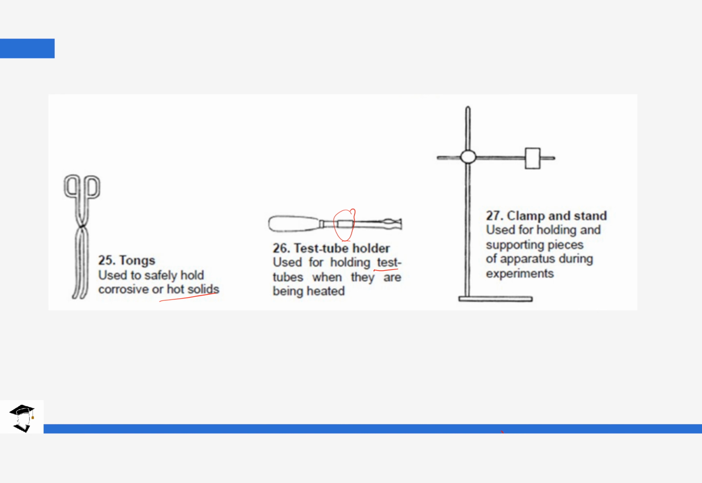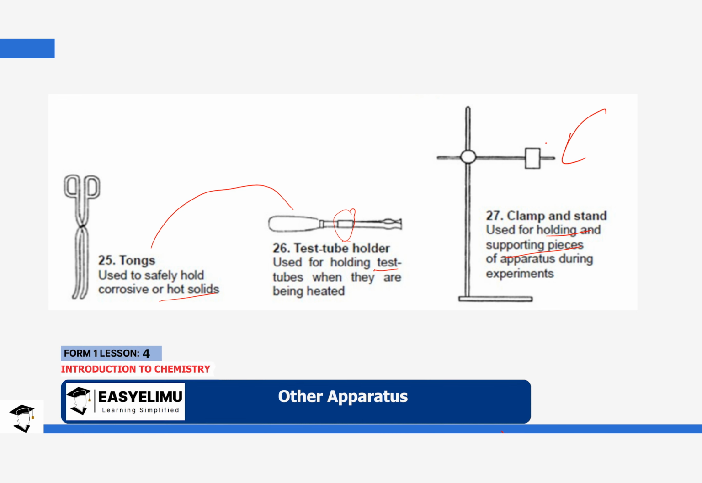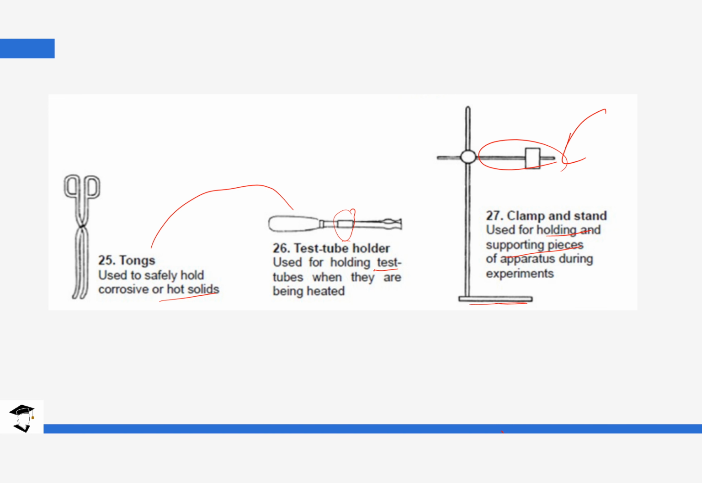The clamp and the stand is usually also used for holding and supporting pieces of apparatus, not only just one, like in the case of tongs and test tube holder, but many. So you can set up different apparatus they can hold. You don't have to hold them in your hand. So that is the function of the clamp and stand. So the clamp is a clamp, and then there is that stand. And that brings us to the end of the apparatus.